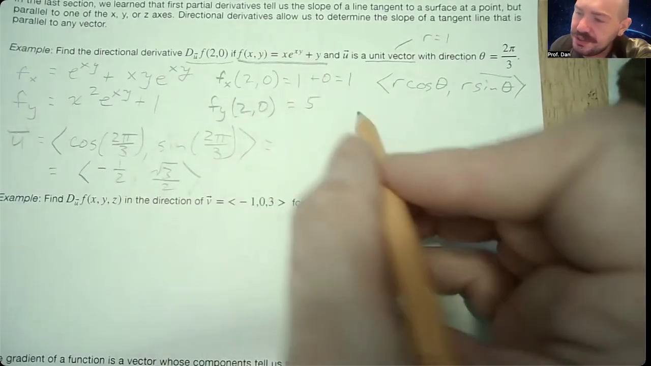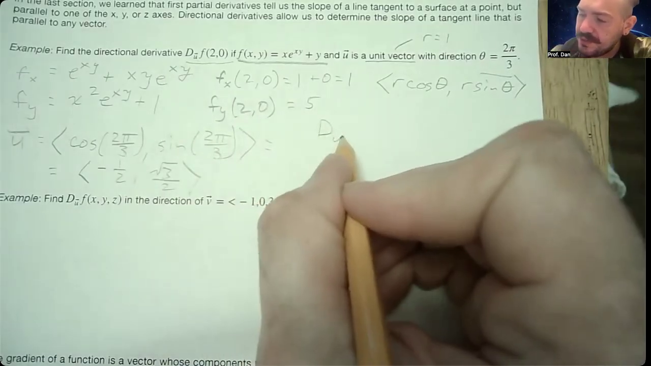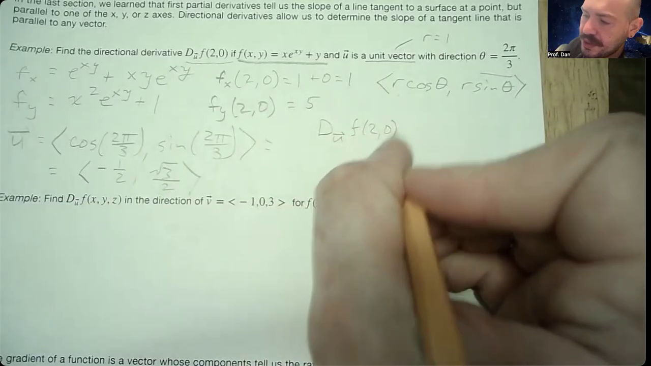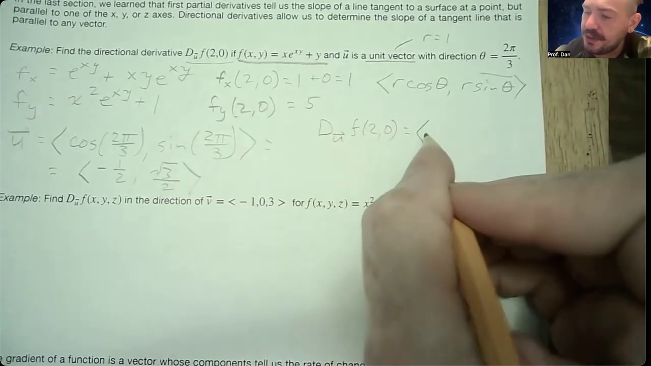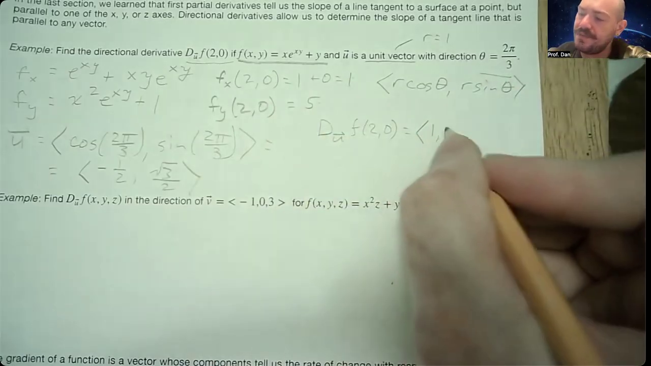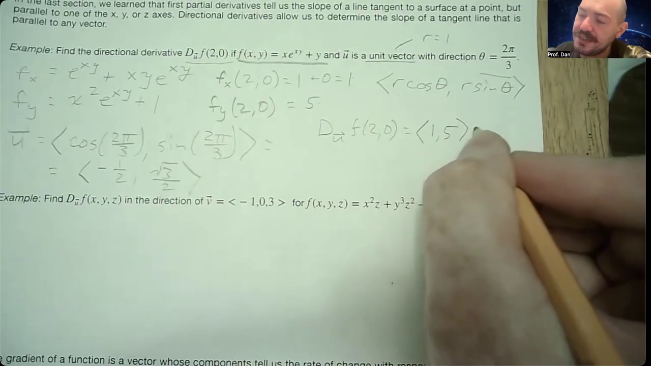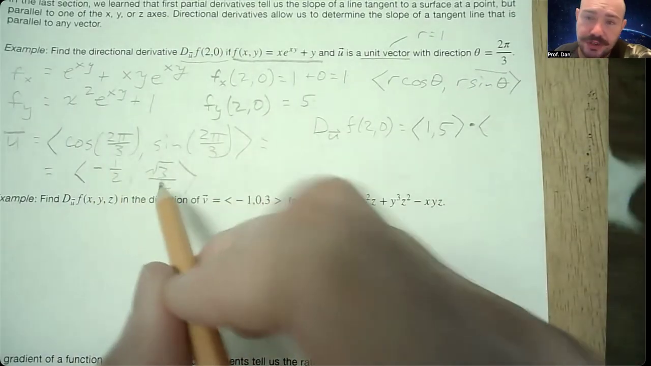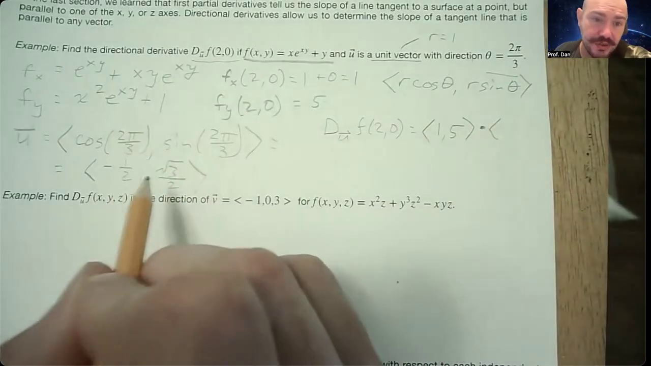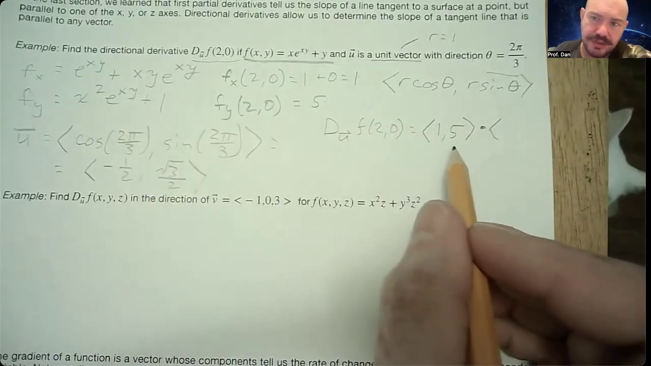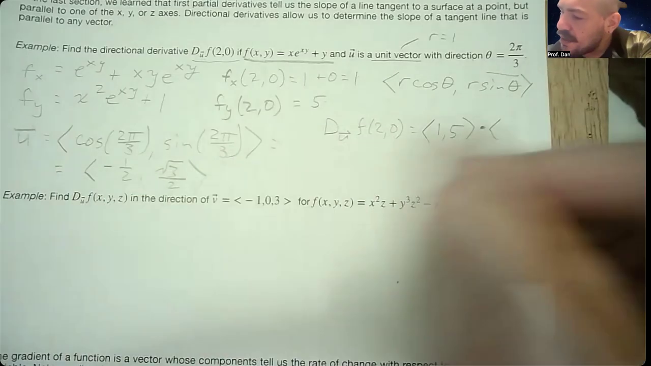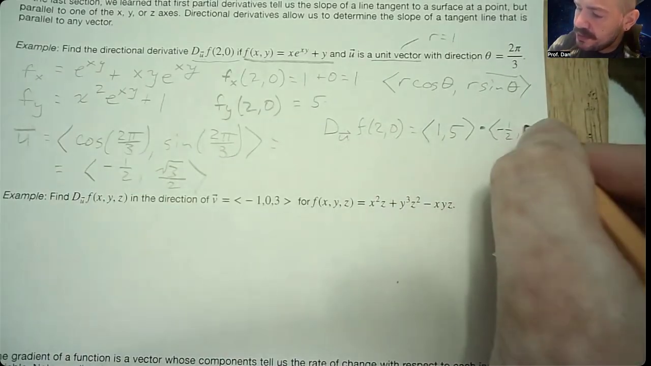Now, essentially, my directional derivative, D_u f of (2, 0), is going to be equal to a vector composed of the partial derivatives, (1, 5), dotted with the unit vector that we wrote out here. Remember, whatever I take this dot product with has to be a unit vector. The first one usually isn't a unit vector, but the second one should always be a unit vector. So we'll put our points in.